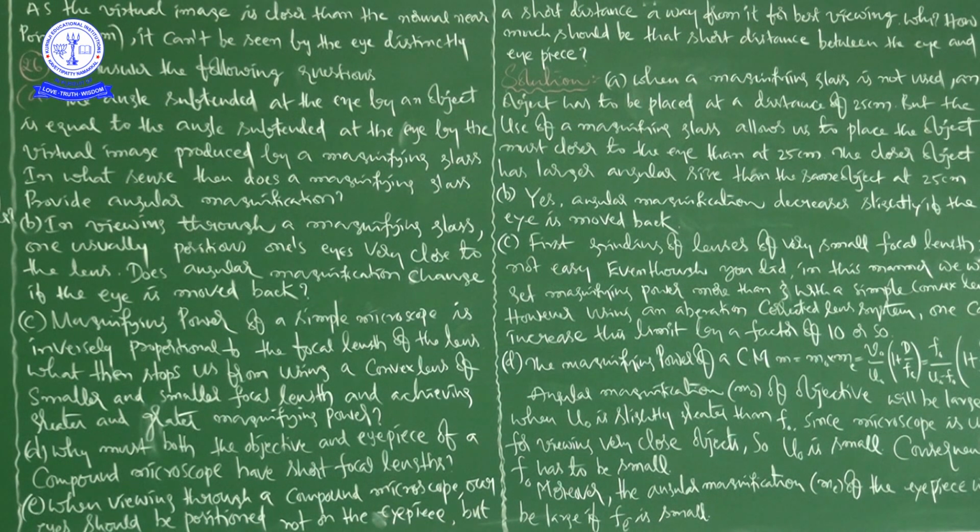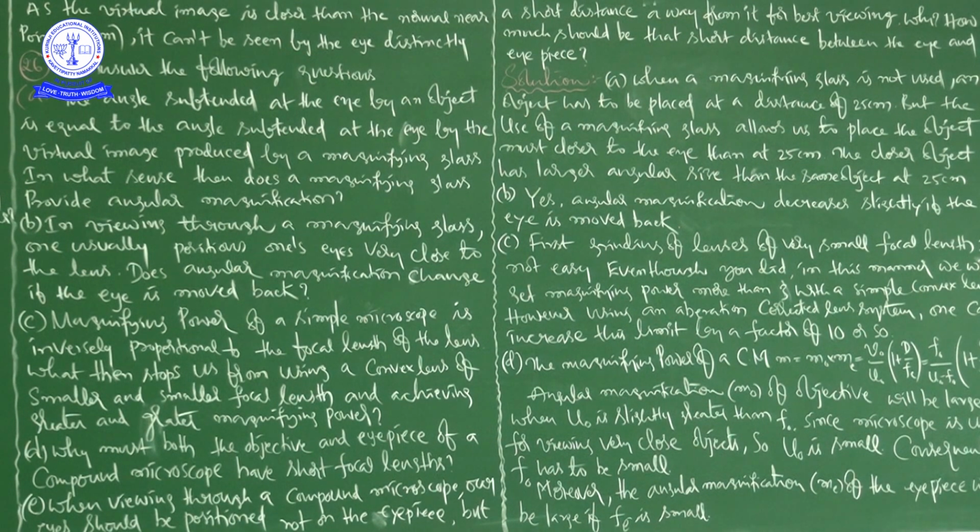Now we are going to see the next thing, and this is the last one. When viewing through a compound microscope, our eyes should be positioned not on the eyepiece but a short distance away from it for best viewing. This is the correct information. Why? What is the reason?